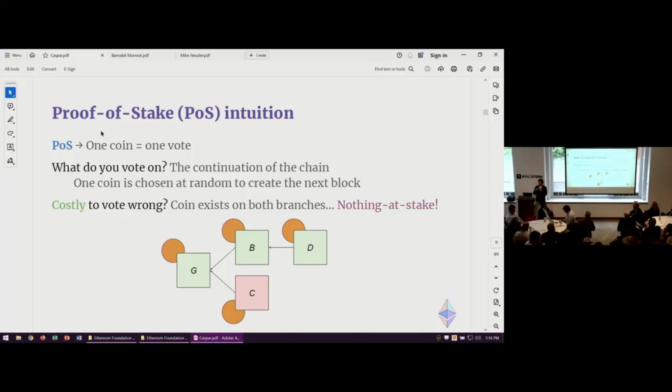If we do it in proof of stake, where we have these coins and, proportional to your amount of stake in the system, you're elected to propose a block, and you do that naively, you could end up in a world where there's nothing at stake and you just end up voting on all possible branches. Because unlike in proof of work, where you actually have to spend energy to be able to propose a block, you could vote on different branches at no cost.